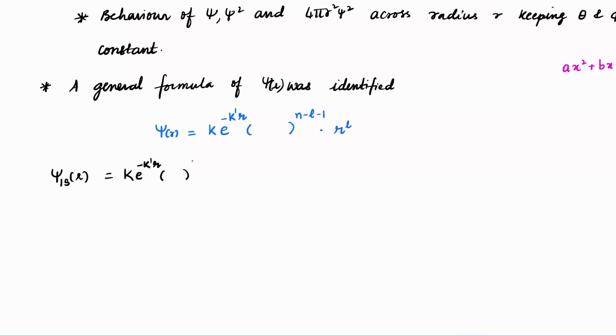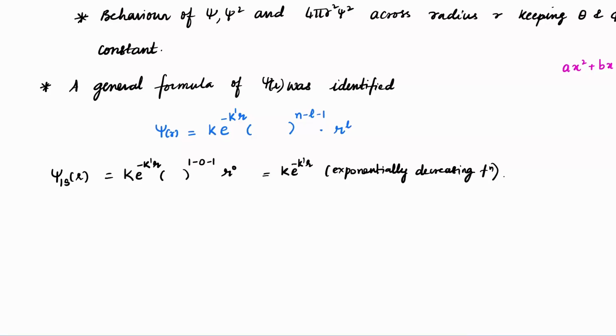And this entire thing power will be the n value for 1s is 1, l value is 0, minus 1, and r raised to power of 0. So what is it, beta? K e raised to power of minus k dash into r. So it is simply an exponentially decreasing function. This is what it will be.